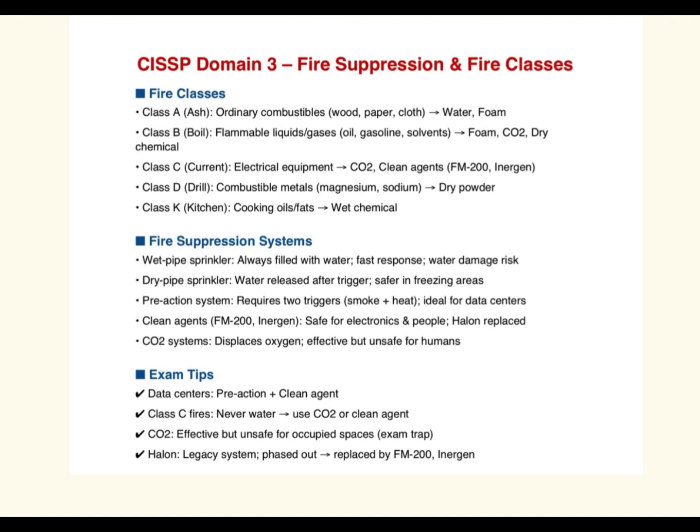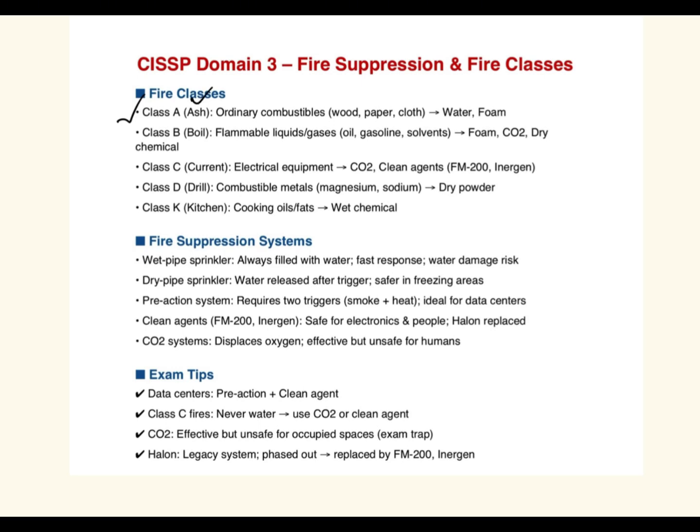If we talk about Class A, it is ordinary combustibles, meaning wood, paper, cloth. In this class we use water, which absorbs heat, foam, or dry chemical. Here you can see we also have a mnemonic to remember all these classes. For the CISSP exam, Class A is ash. When wood, paper, and cloth are burned, eventually we see ash.